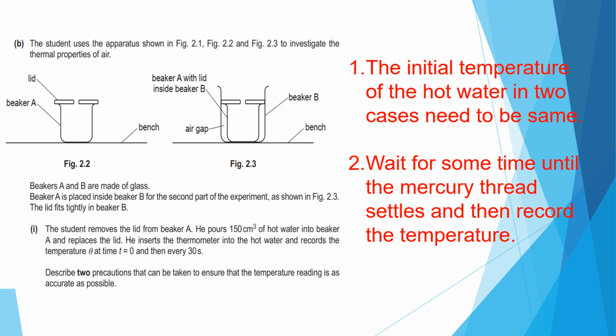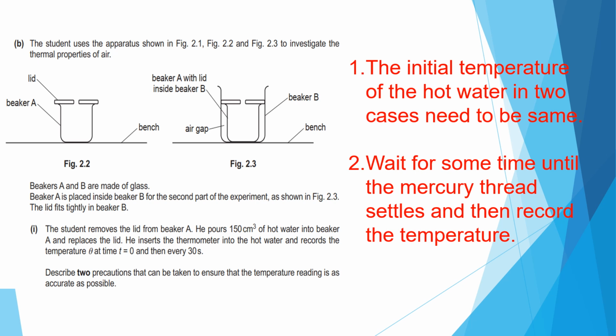So describe two precautions means when we are starting the experiment with beaker A alone, the initial temperature in this case and the initial temperature in the second case should be the same. That means the same hot water, same quantity of water we need to take. So the initial temperature of hot water in the two cases needs to be the same. Then the exact cooling rate can be investigated. And one more precaution we can write is wait for some time until the mercury thread settles and then record the temperature. So after every 30 seconds we need to find the temperature, wait for some time and record the mercury thread clearly. That will give you the correct readings. So these two precautions we can write.